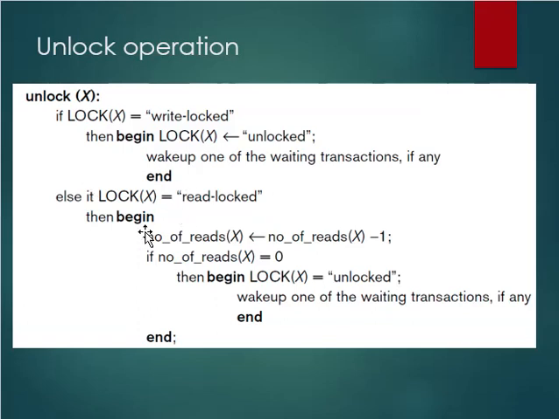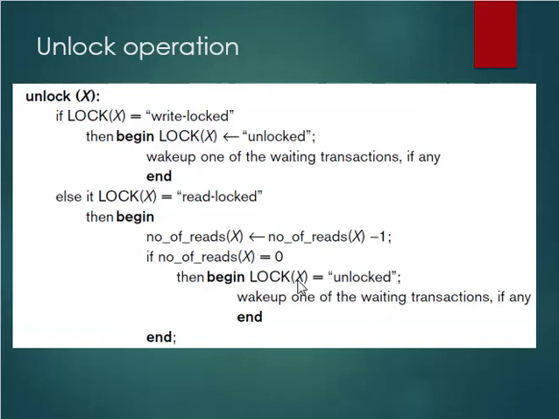Here it is actually implemented in that manner. Firstly, if the transaction is holding a read lock, the function moves to else if lock of x equal to read locked, then begin. Firstly it tries to reduce the number of reads because it is leaving the data item, so number of reads should be reduced by 1. Then it checks whether it reaches 0, which indicates that this transaction is the last one. If number of reads is equal to 0, it moves the locking variable to unlocked. Otherwise it can directly move to the end.